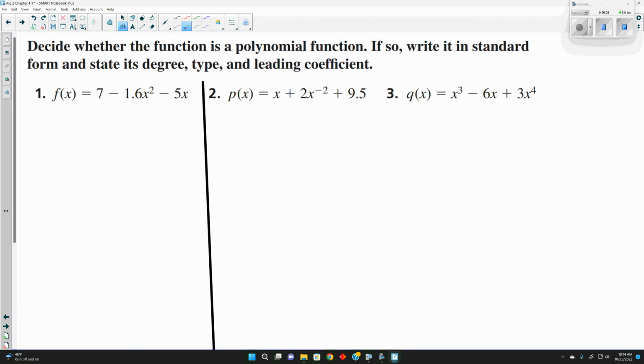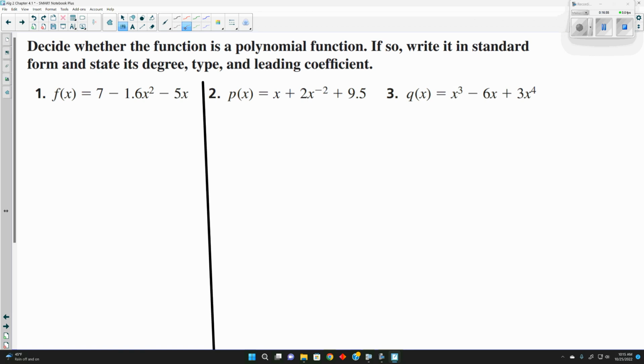So looking at the first one, can we say that 7 minus 1.6x squared minus 5x is a polynomial function? Yes, because it doesn't have negative exponents, fractional exponents, variables and radicals multiplied together, or variables at the bottom of a fraction or as an exponent. x squared doesn't count as two variables multiplied, because we need two different variables. So this works. Is it in standard form?